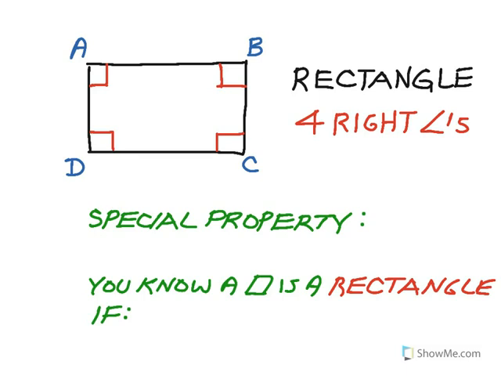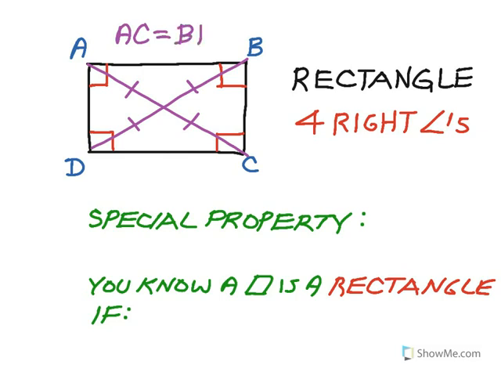The special property of a rectangle is that if we take the diagonals, and we know already that the diagonals of the parallelogram bisect each other, not only that, if it's a rectangle, they are all the same length. The entire diagonal is the same length as the other one. So I can say that AC is equal to BD. So for all rectangles, the diagonals are completely congruent, not just bisecting each other, but the entire lengths are congruent.